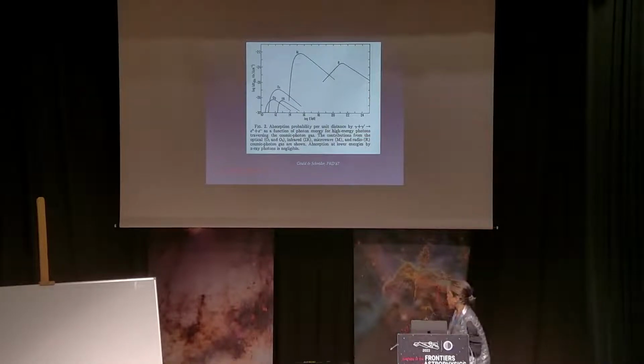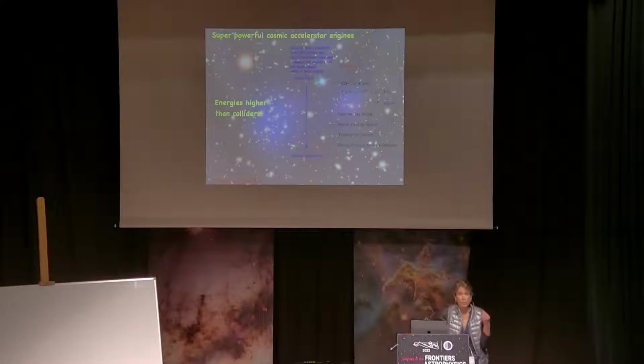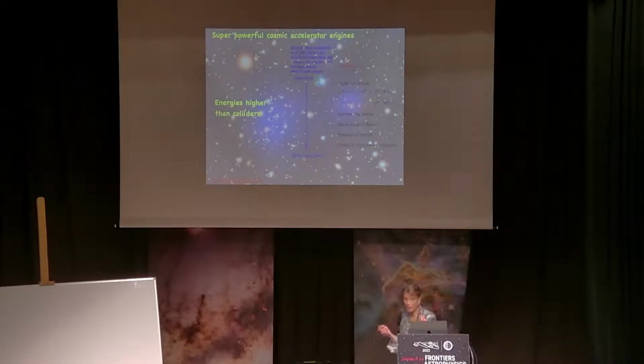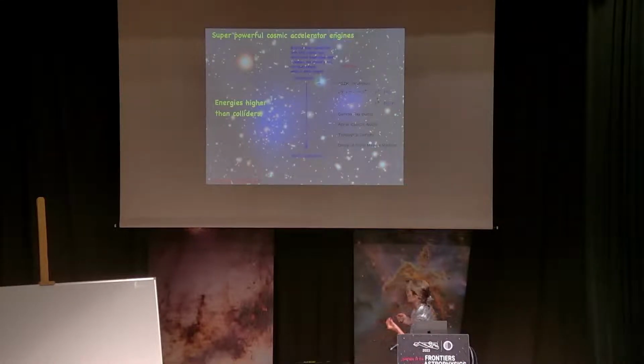Here I show you the optical depth, something similar to what Francesca showed us before, in which you can see that above energies of 10 to the 14 eV, photons interact with the photon backgrounds in the universe, so we cannot observe the universe with photons at energies higher than this. So we know that there should be super powerful accelerator cosmic engines. Why? Because we have measured the ultra high energy cosmic ray spectrum.